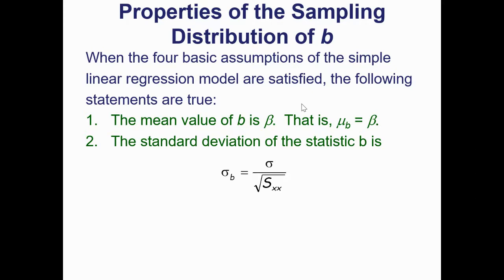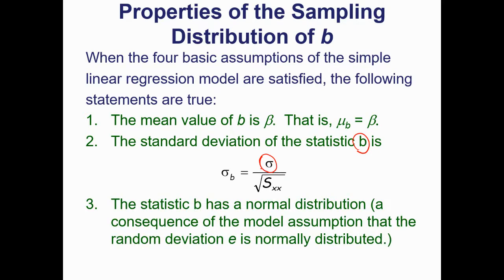Now, let's think about something for a second. b is a statistic, but yet our formula has a parameter in it. So b is a statistic, which means we're estimating it for beta, yet our formula for the standard deviation of b has a parameter, sigma. We'll come back to that here in a second.